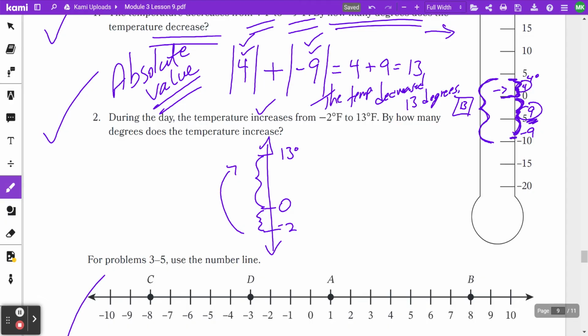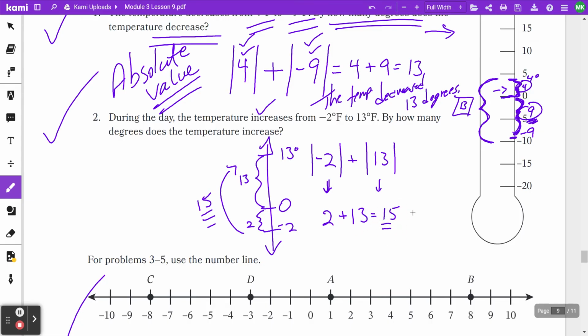The question is how far? Clearly you can see that negative 2 is 2 units away from 0, and 13 is 13 units away from 0. If you put those together, you get 15. But what does that look like mathematically? Well, I want the absolute value of negative 2, which means how far negative 2 is from 0, and I want to add the absolute value of 13, which also means the distance from 0. How far is 13 from 0? I want to add those together. So the absolute value of negative 2 is 2, the absolute value of 13 is 13. Add those, and you get 15.